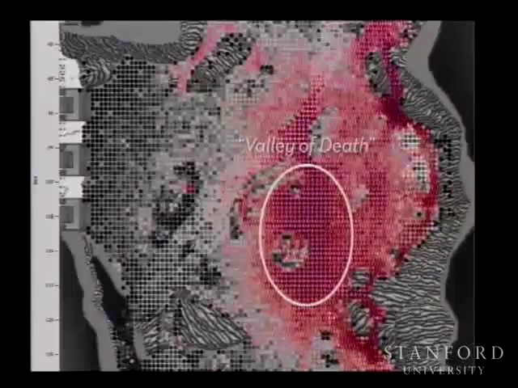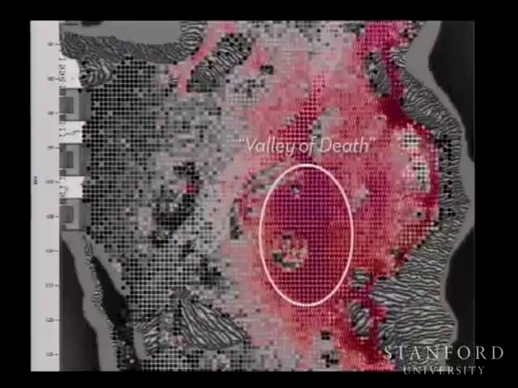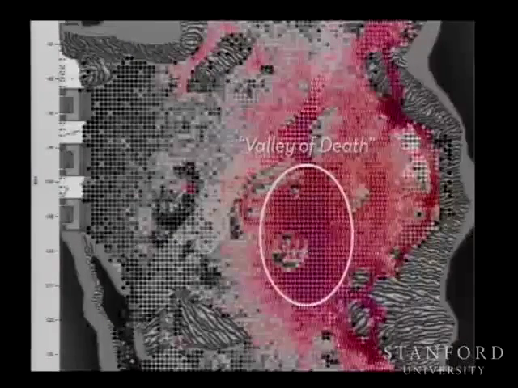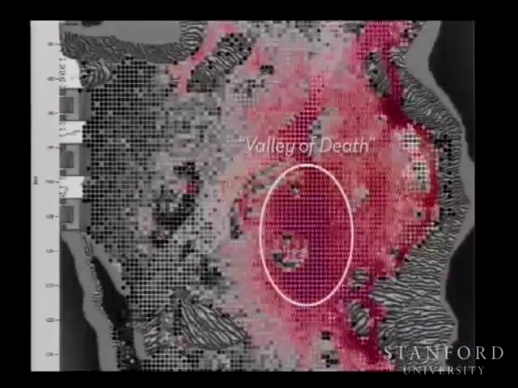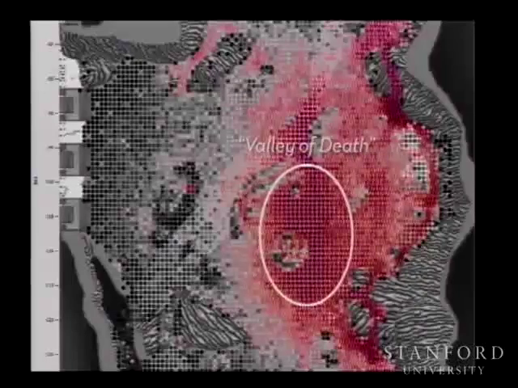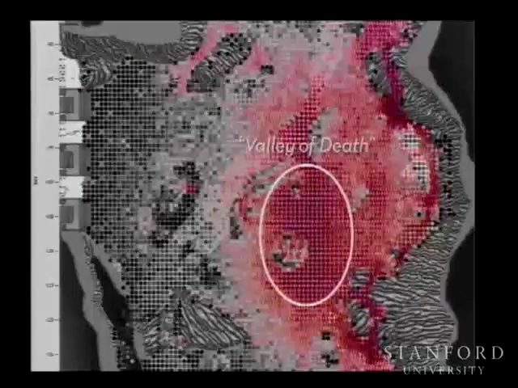What's the axis? The axis here is just coordinates in the game world. So this is a terrain map of the virtual game world. And the red dots are number of deaths in that cell.